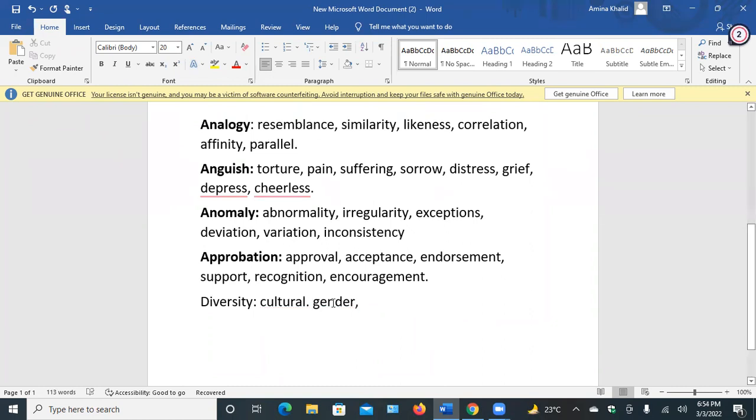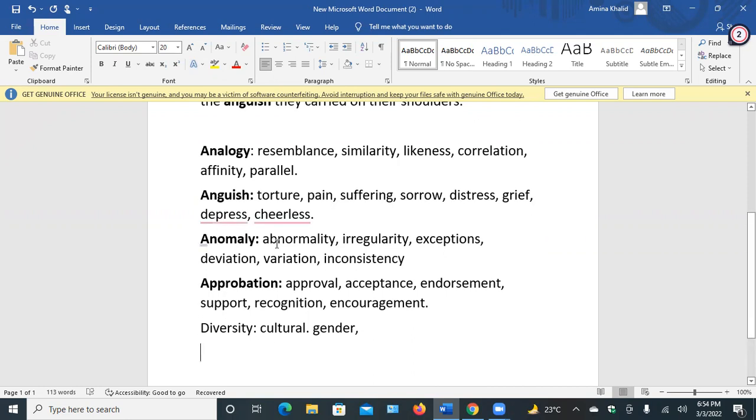Please be careful about its usage because when we use these words in the wrong context, then we use the term collocation, contextual error. So diversity is something different. When boys and girls are working in the same place or in a company, then we say gender diversity. When Pakistani and Indian are working in a company, then we say cultural diversity.